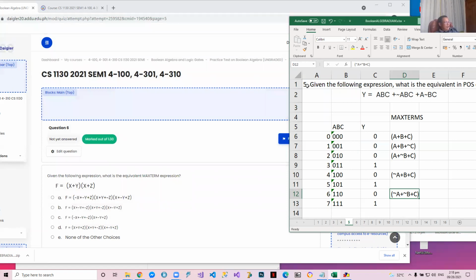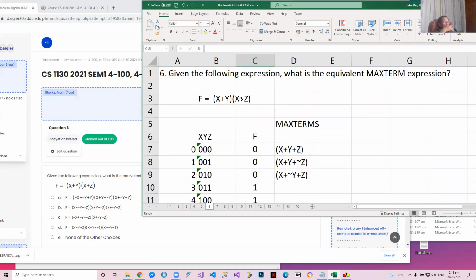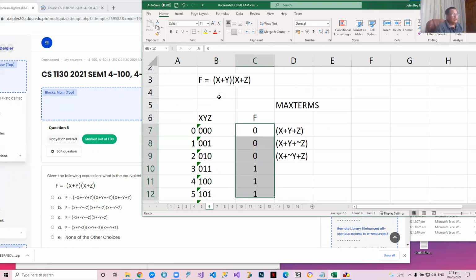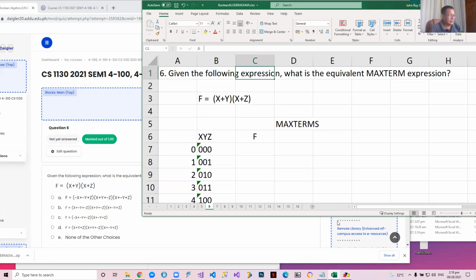So we are now here in number 6. Given the following expression, what is the equivalent max term expression? We have x plus y and x plus z. So these are not max terms. We could do this using the theorems in Boolean algebra, but we could also do this using Karnaugh logic. We look for max terms. Okay, so this is number 6.